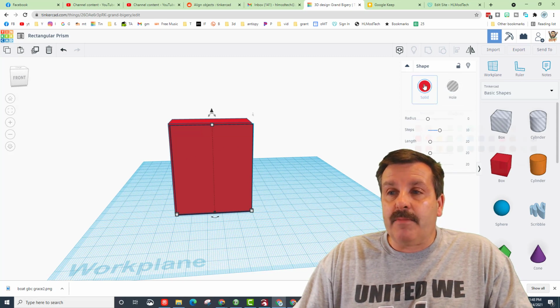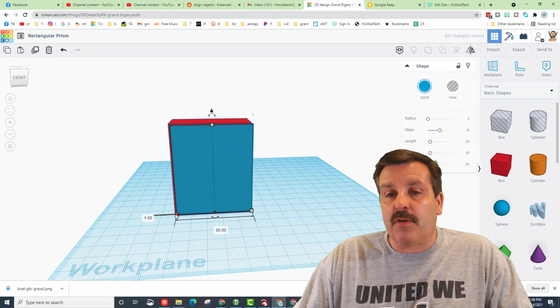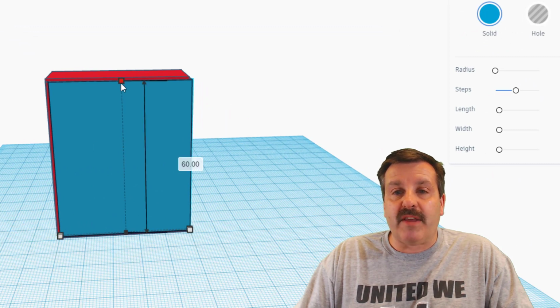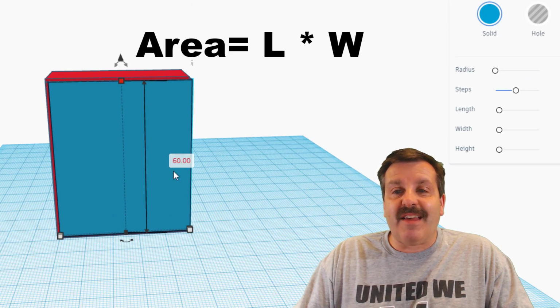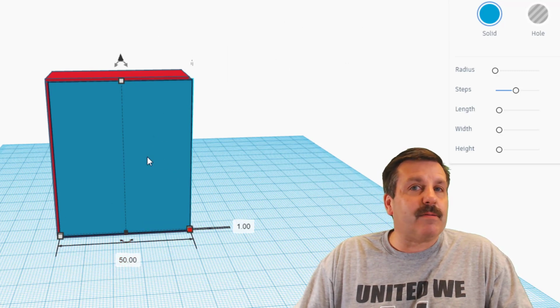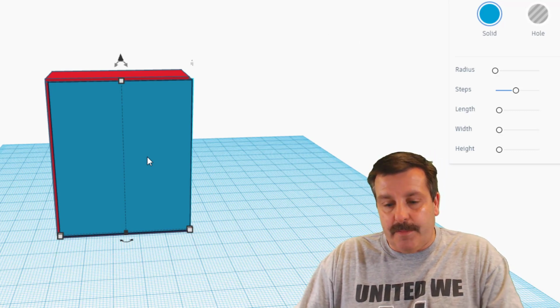Hopefully you understand, and I'm going to make this blue so it shows up, that this is a face, and if you're going to calculate the surface area, you need to do the length times the width. So if we call this the length, it'd be 60, and if we call this the width, it would be 50. So 6 times 5 is 30, 60 times 50 is 3000.